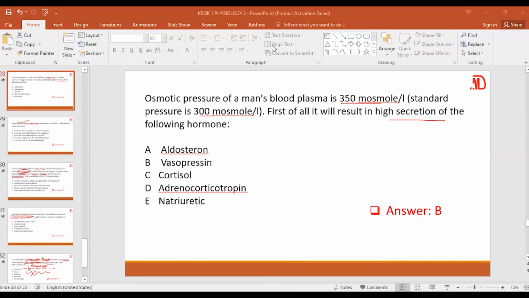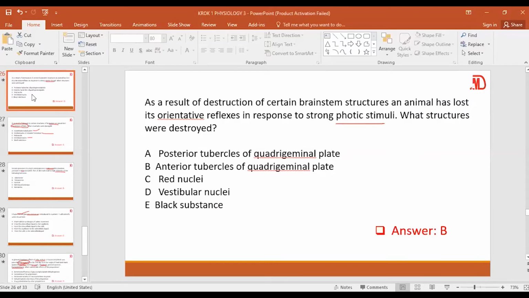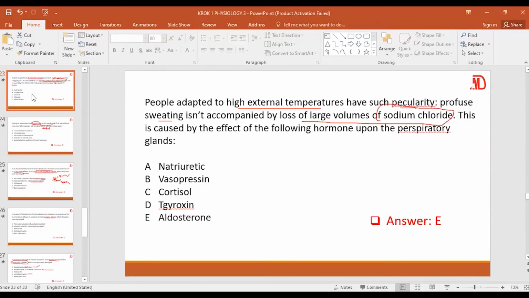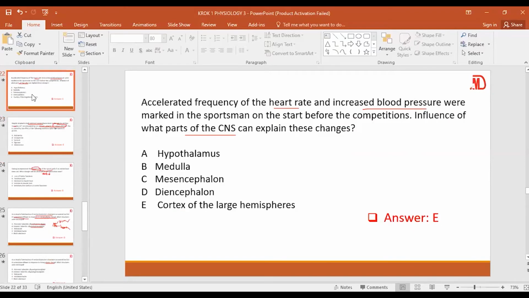So this question that there was heart rate increase, then blood pressure, then CNS, then you're like, Krok says it's a difference. I didn't get that. We are saying that heart rate and blood pressure, all of them, can be found in the medulla oblongata. The medulla oblongata is part of the brain stem. Do you understand me? And these are where the centers are located.